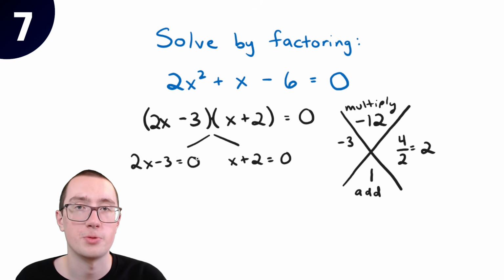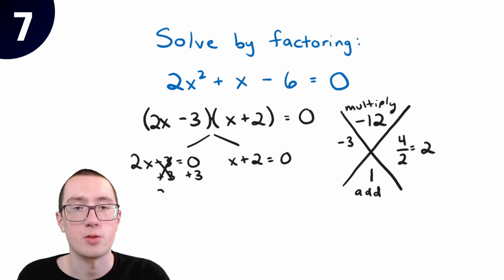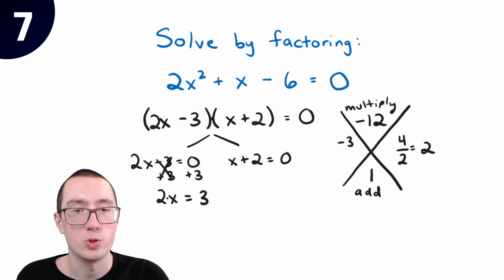So 2x minus 3 equals 0. I'm going to get rid of the minus 3 first by doing the opposite of minus, which is plus. And I'm going to add 3 to both sides. So these cancel out. On the left side, we just have 2x. And on the right side, we have 0 plus 3, which is 3. Now, this is multiplication, right? 2 times x. So I'm going to do the opposite of multiplication, which is division, and divide both sides by 2.